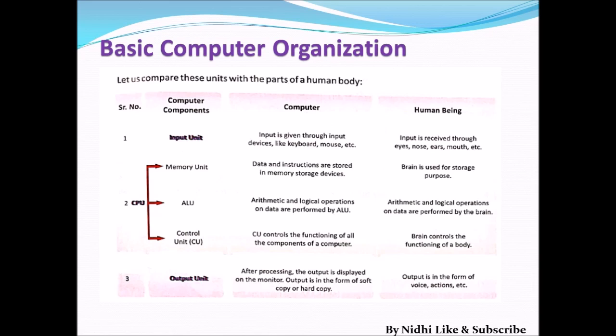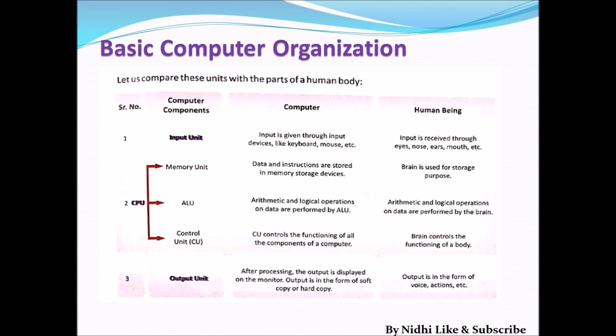These three things come under the CPU, central processing unit, and the third one is the output unit. So we will compare these things with the human being. Input unit in human being: input is received through eyes, nose, ears and mouth. From eyes we can receive visual things, from nose we can sense smell, with ears we can listen, and with mouth we can speak. Okay, so these are the input units for human beings. Similarly in computer, input is given through input devices like keyboard, mouse etc.